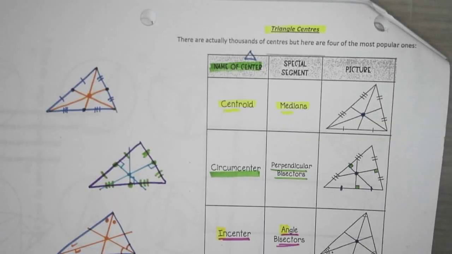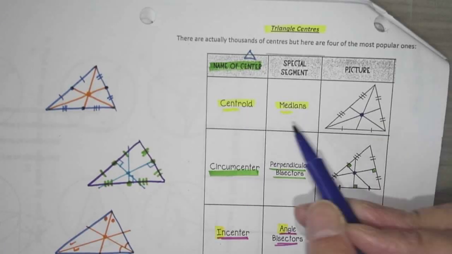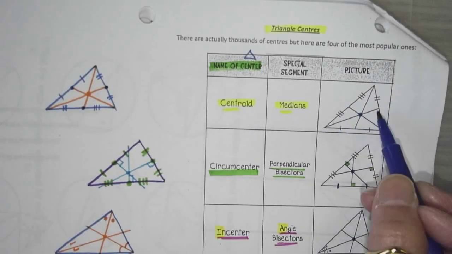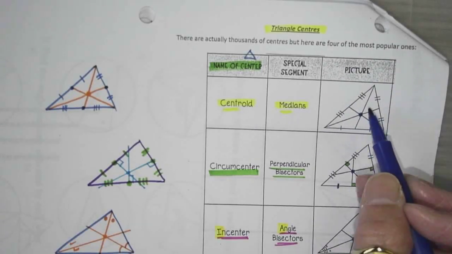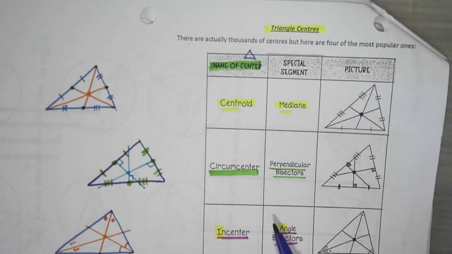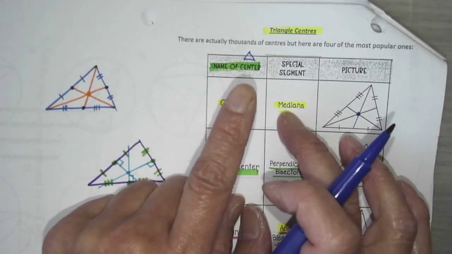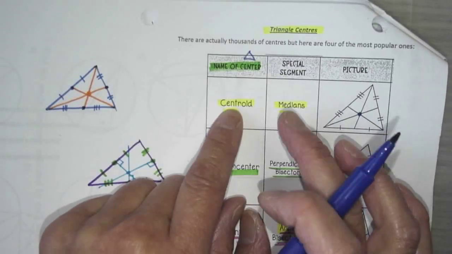There are thousands of different types of centers, but this one's called the centroid, and that's if you just take the middle of each of the lines. If you cut each one of the sides in half and you touch it, it'll be the median. So the way I memorize is that it's the center and it's the middle. Center, middle, center, middle, center, median.